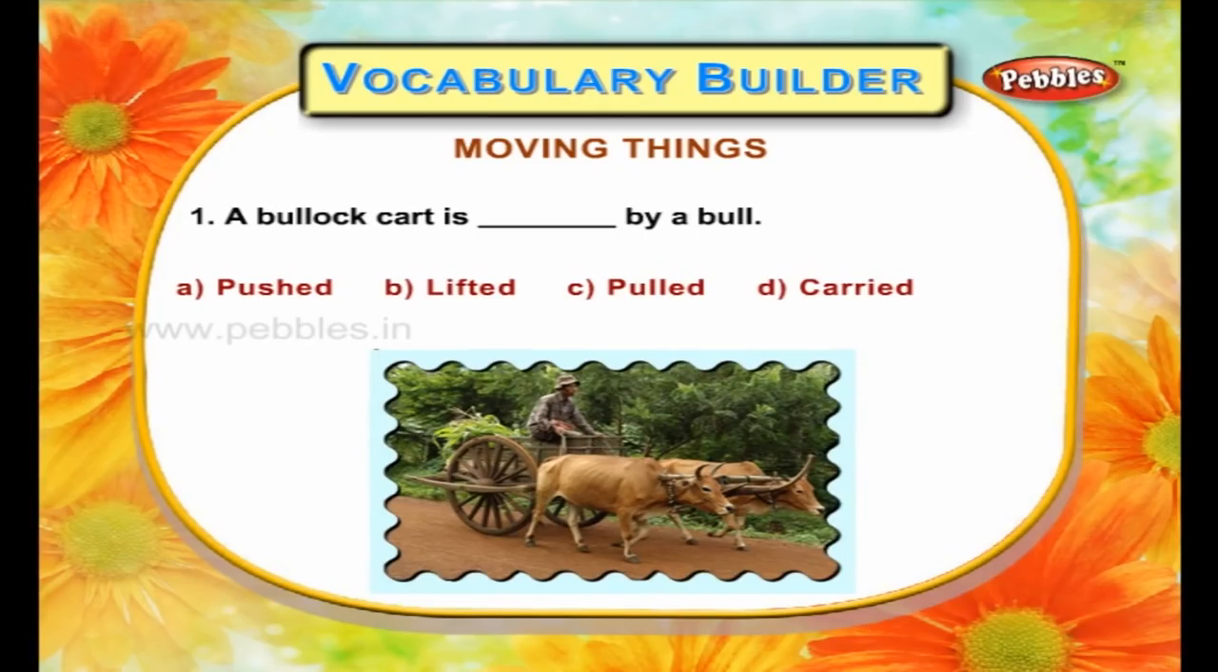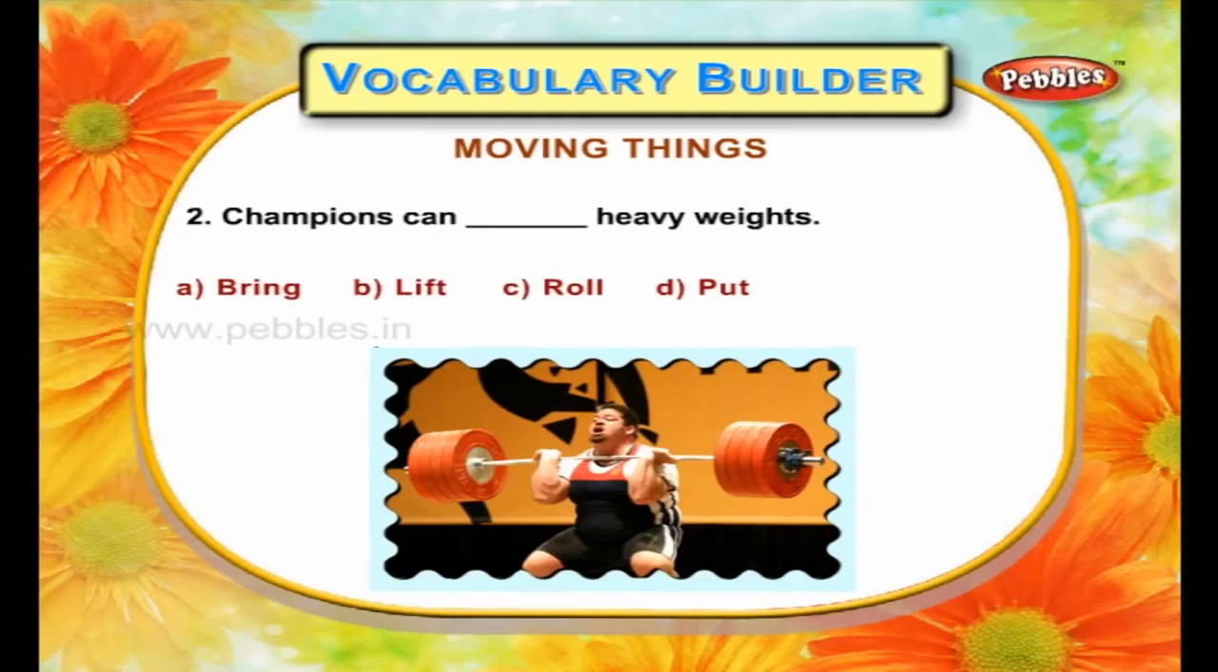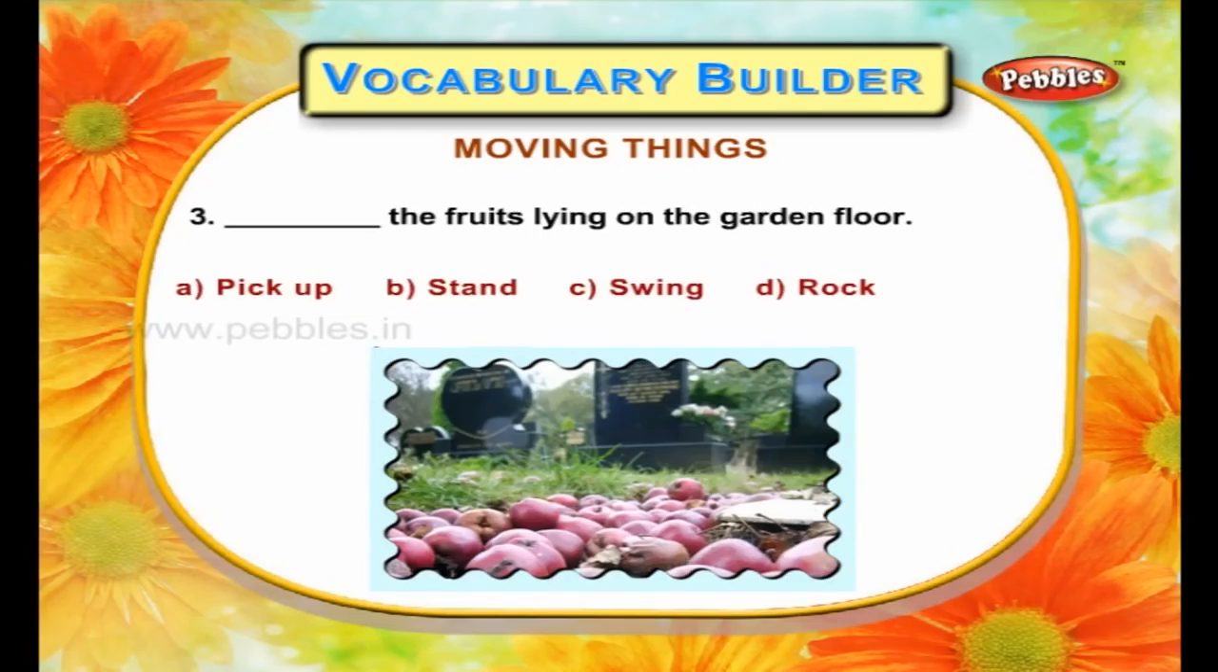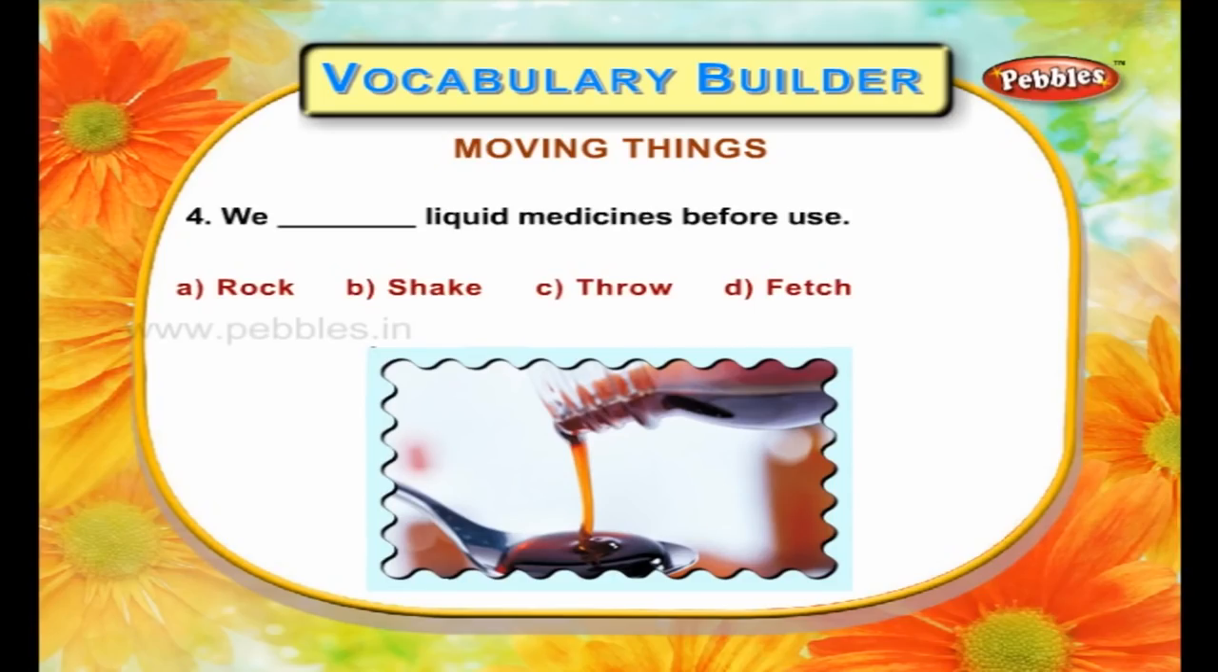A bullock cart is pulled by a bull. Champions can lift heavy weights. Pick up the fruits lying on the garden floor. We shake liquid medicines before use.